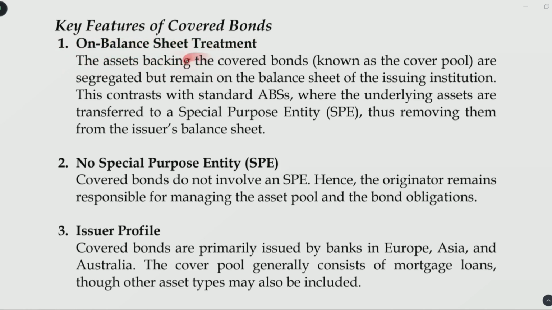The asset backing the covered bonds, known as the cover pool, are segregated but remain on the balance sheet of the issuing institution. This contrasts with the standard ABSs, where the underlying assets are transferred to a special purpose entity, thus removing them from the issuer's balance sheet. So here the second feature is no special purpose entity involved. Covered bonds do not involve an SPE. Hence, the originator remains responsible for managing the asset pool and the bond obligations.